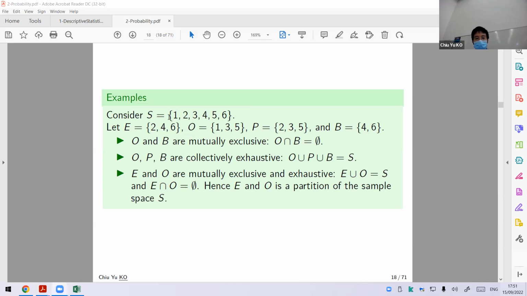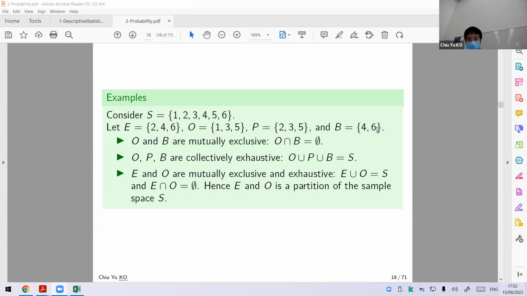So we have this 1, 2, 3, 4, 5, and 6: even number, odd number, prime number, and B. B is 4 and 6, a big even number, I think, but anyway, 4, 6. The first thing to look at is O and B are mutually exclusive, right? Because they don't have intersection. They don't have a common element. If O happens, B cannot be true. If B is true, O cannot happen. But do note that O and B may not happen, because you can have number 2, then neither O nor B is happening.